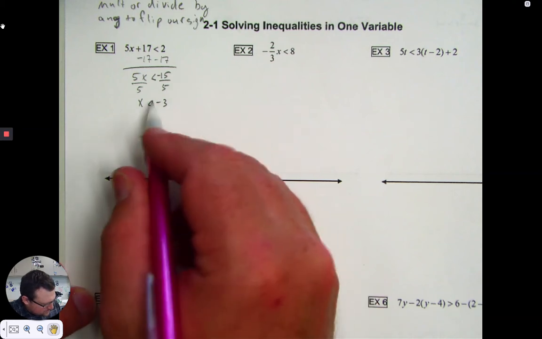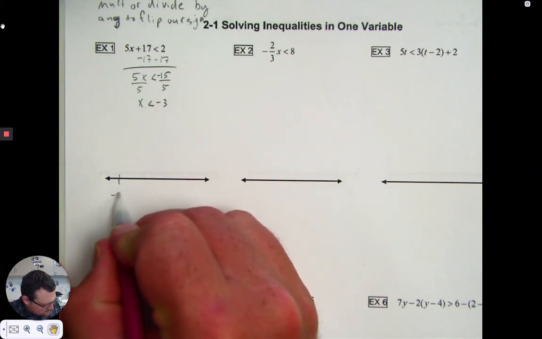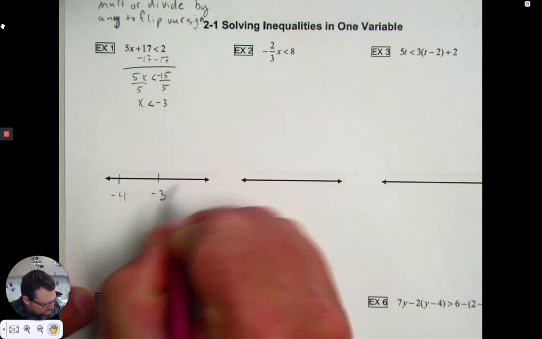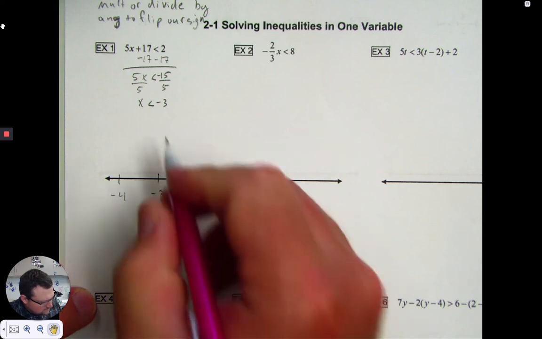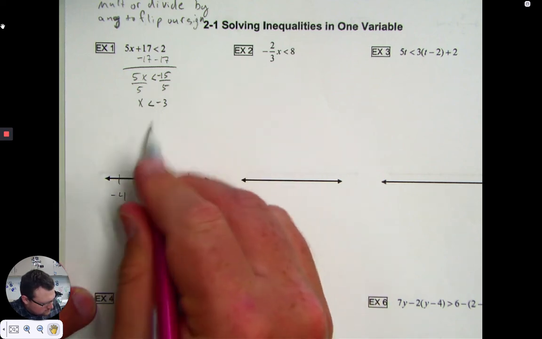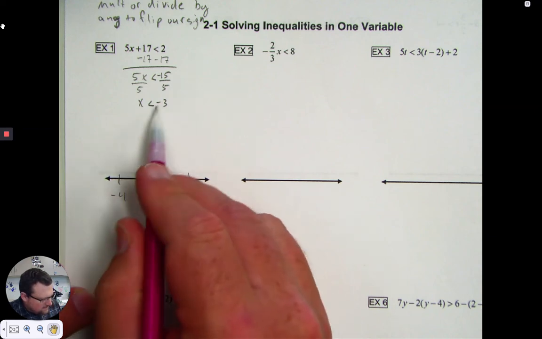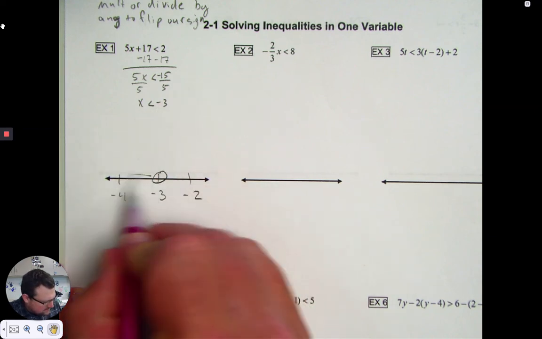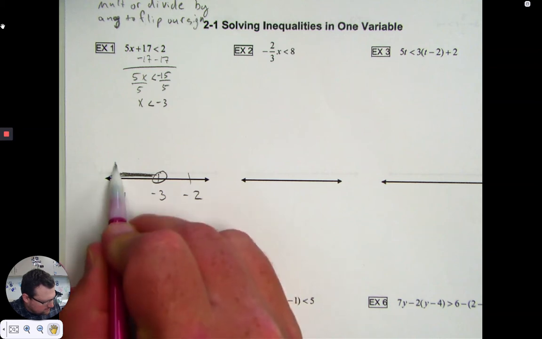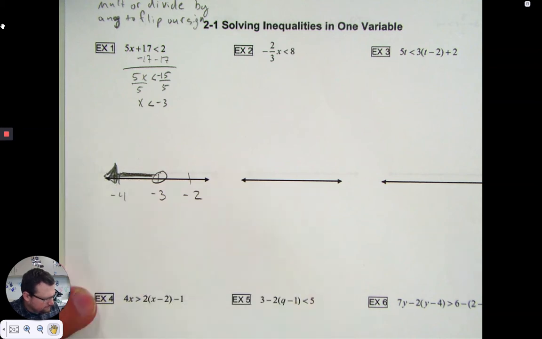So now at this point I need to graph this. To graph it, I'm just going to go one below and one above. So x is less than, just less than, so that's an open circle at negative 3. It has to be less than that. So what numbers are less than negative 3? Well, those numbers are to the left.